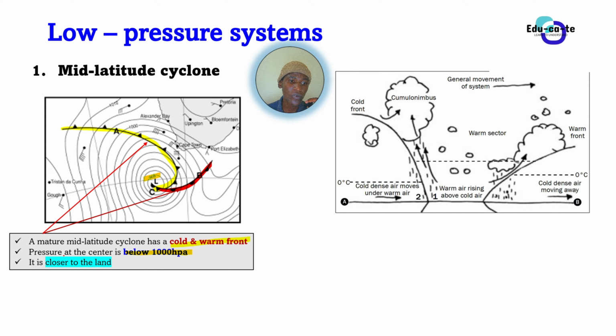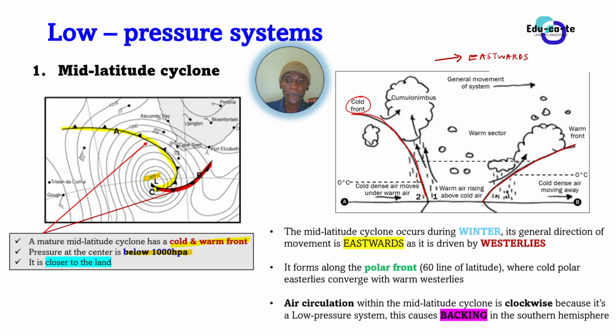Now if you look at it from the side, what do you see? You must be able to see a cold front that is represented by a curved line like this. And you must also be able to see a warm front that is usually a straight line, something like this. The general movement of a mid-latitude cyclone is eastwards. So this is towards the east. You can say it's eastwards, or you can say it moves from west to east. It is the same thing. This is the general direction of movement of a mid-latitude cyclone. Now, please let us not make this mistake.